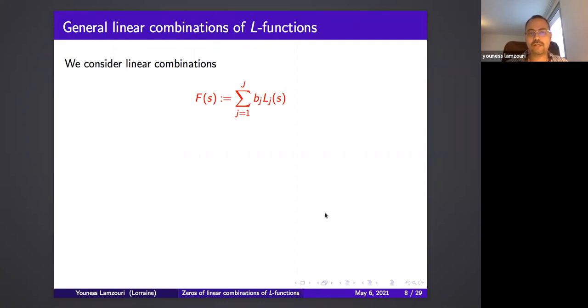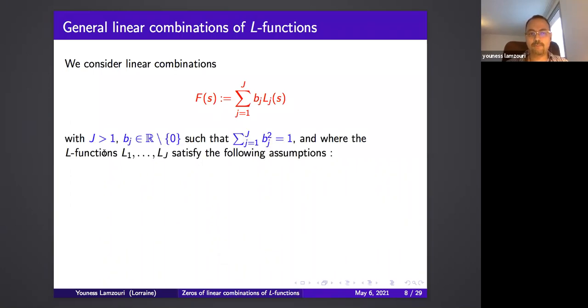So we shall consider linear combinations of this form here, the sum of b_j L_j(s), where the number of L-functions involved is strictly greater than one. The b_j's are any real numbers which are non-zero. And we normalize so that the sum of the b_j squared is one. You can just take anything and normalize by the L2 norm.